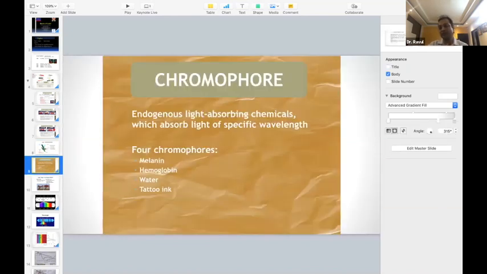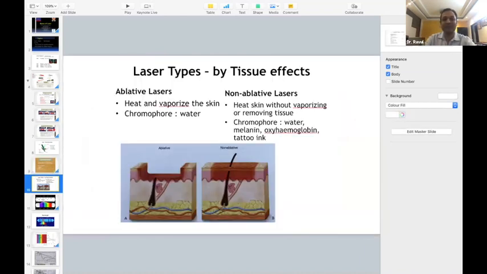Now, chromophore is very important to understand. All these company guys keep on telling you now 1470 is coming up, now 1940 is coming up, because it gets better absorbed by the water. There are basically four chromophores by which nearly all lasers work: melanin, hemoglobin, water, and the tattoo inks. So we play around with these four chromophores. It's a very straightforward, simple thing. When we look into the laser types for tissue effects, there could be ablative and non-ablative. It's very self-explanatory. Ablative is very strong, like a CO2 laser, and it will just take the tissue off. Non-ablative lasers are very soft. They will heat the skin, but they will not damage the tissue.